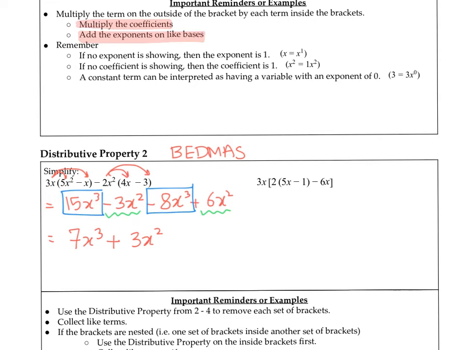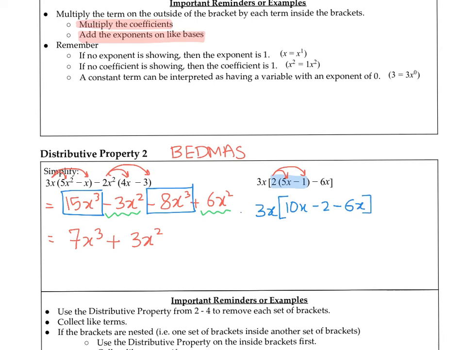Now the next one is a little bit tricky. Here we must first simplify the brackets inside. So I would do this part first. Now here you're going to multiply 2 with 5x and 1. Leave 3x outside. So it's going to be 3x times 10x minus 2 minus 6x.